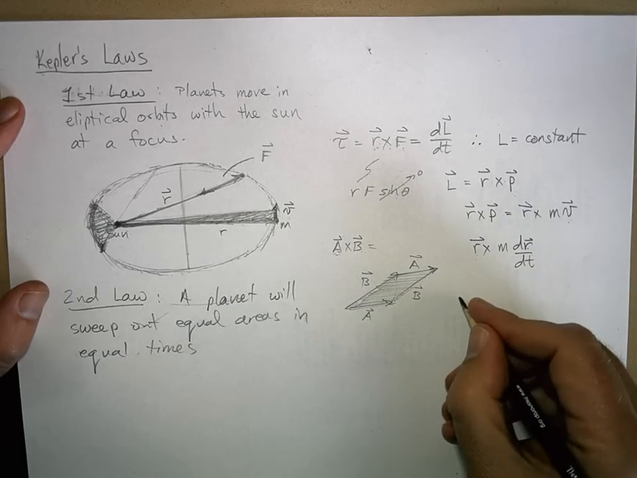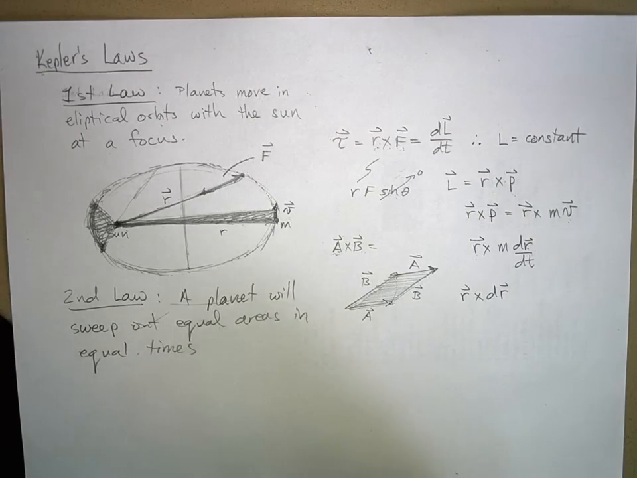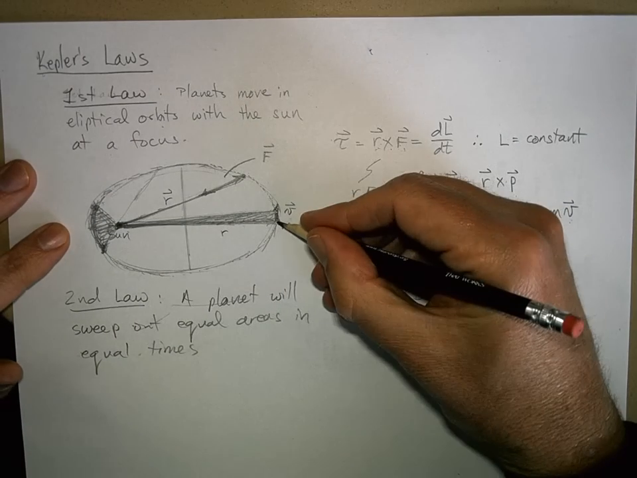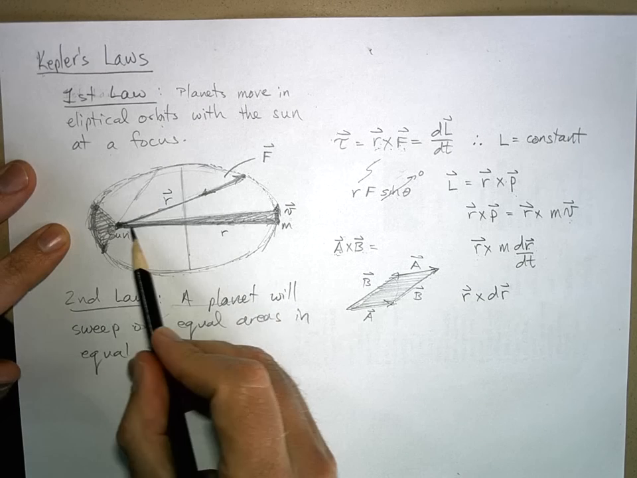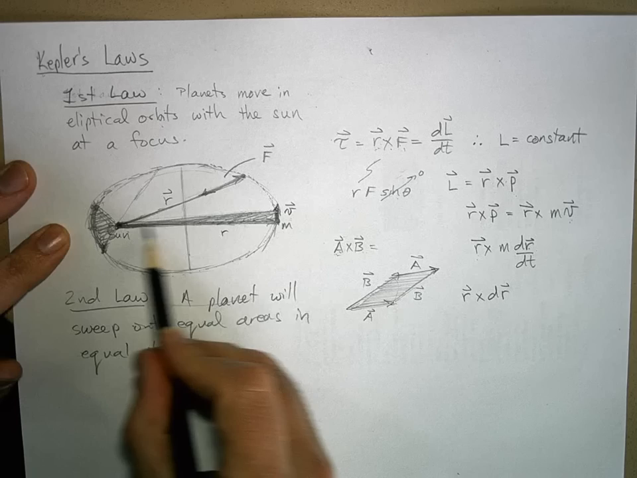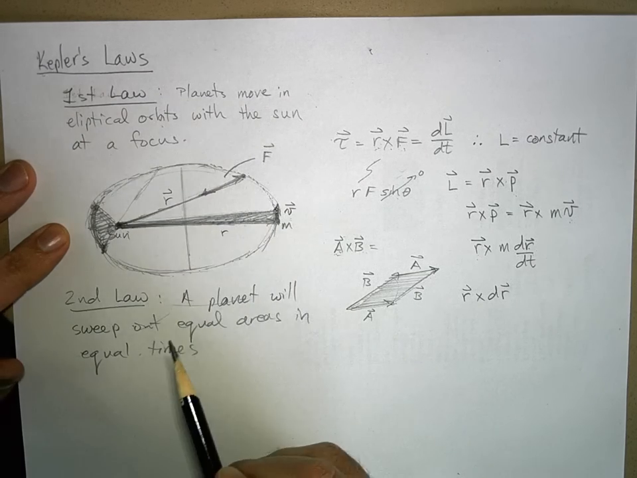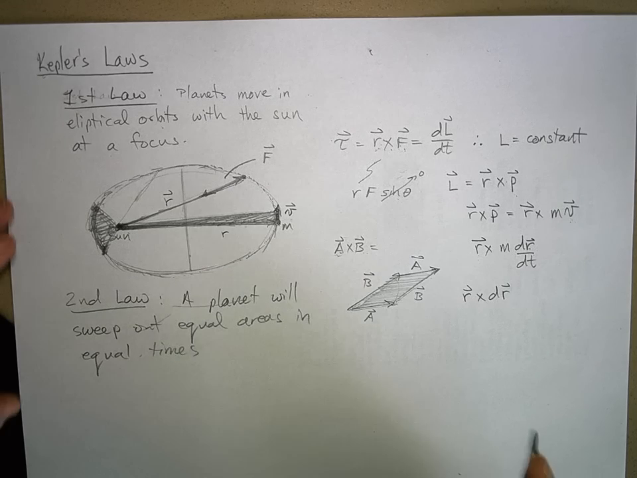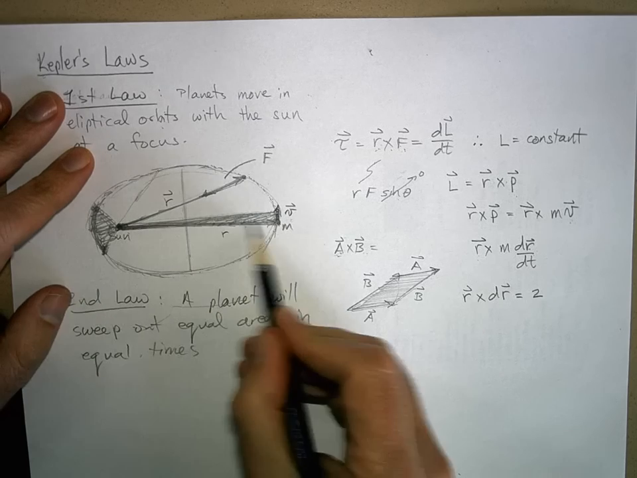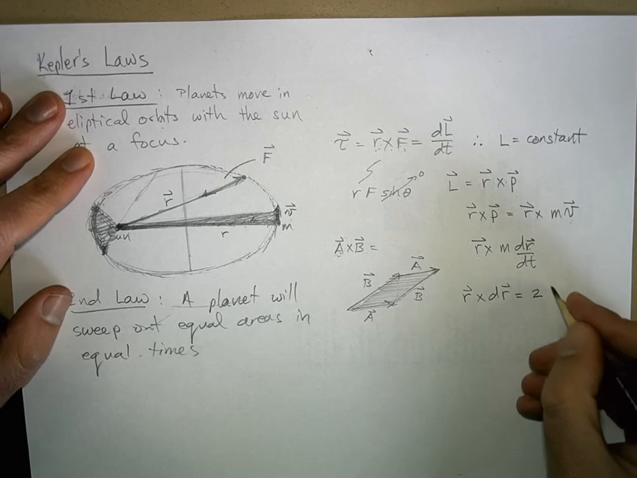Okay, so r cross dr. Well, if this is dr from here to here, and here's r cross dr, I really get the area of this little wedge shape here. Now, dr is an infinitesimal. So what this is, though, is that r cross dr is twice the area of this little wedge, the area of the wedge that I sweep out. I'm going to call that dA.